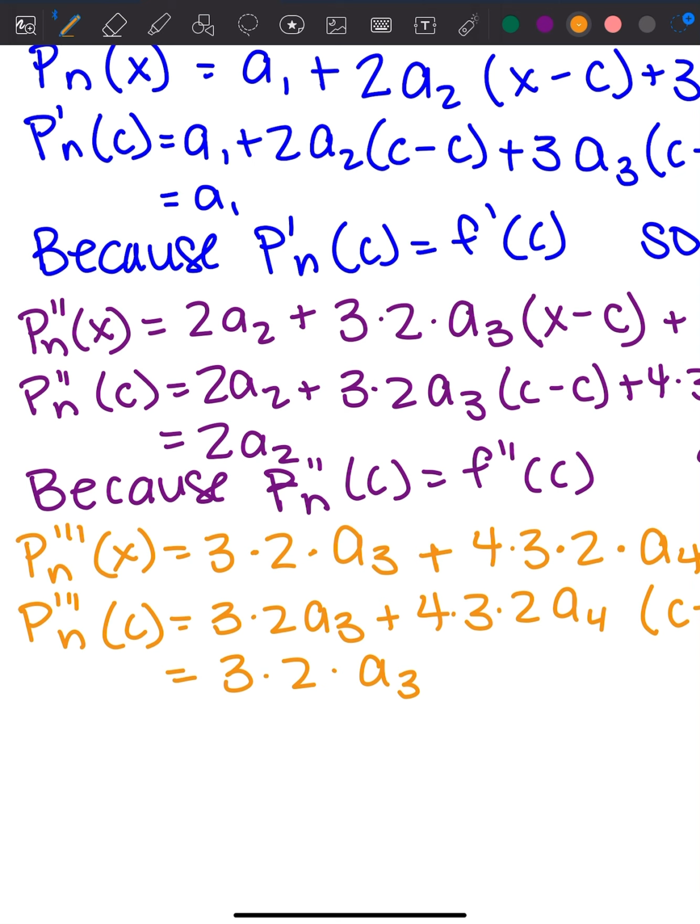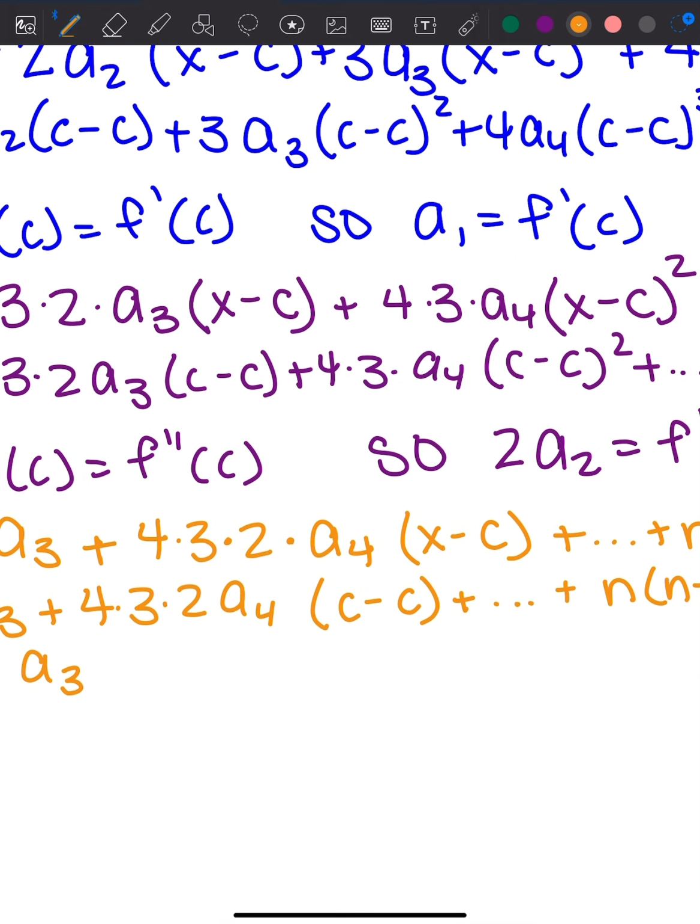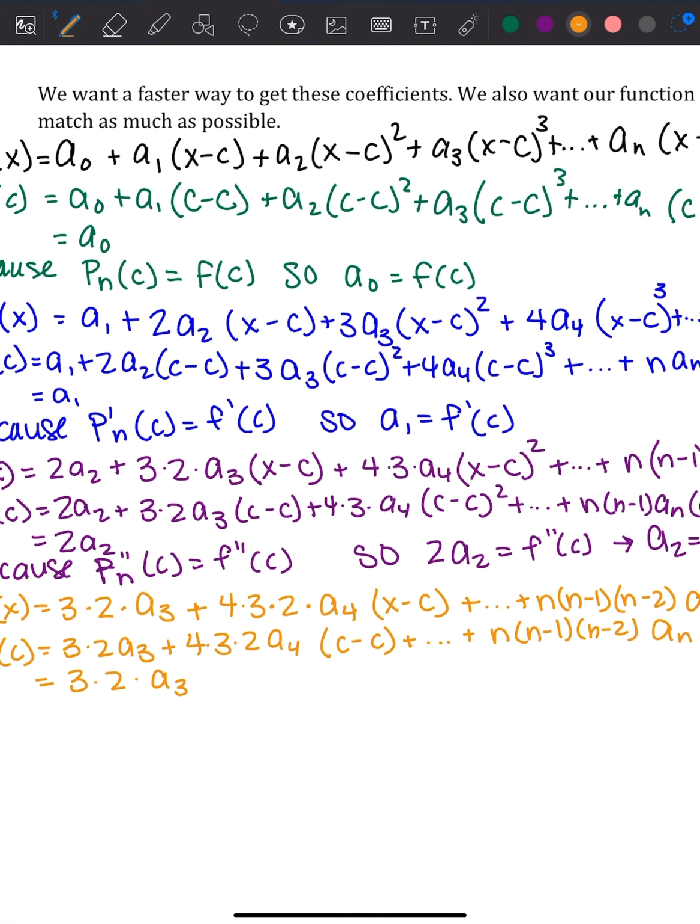There's another way that we could write that. So if we look at what's going on, we have 3 times 2, we have 4 times 3 times 2, we have n times n minus 1 times n minus 2. And if I wanted to, I could multiply all these by 1 and it wouldn't change anything. So what that means is that I could rewrite this as 3 factorial a sub 3.